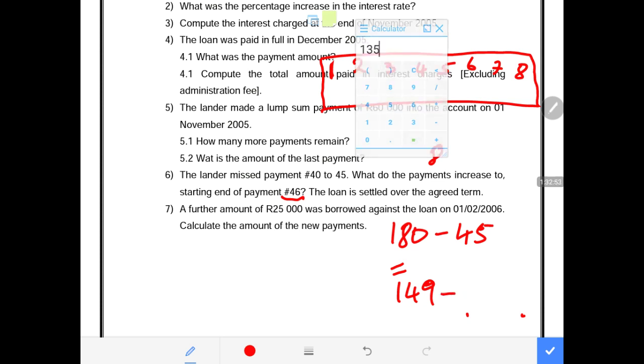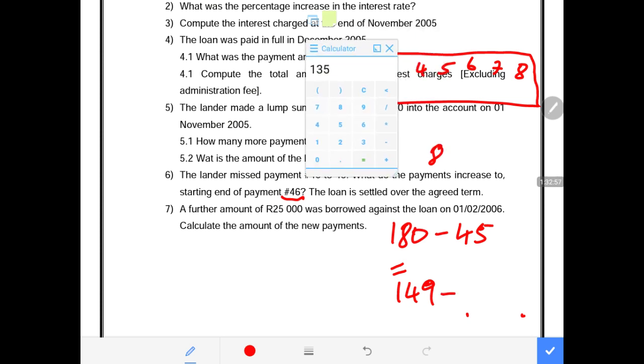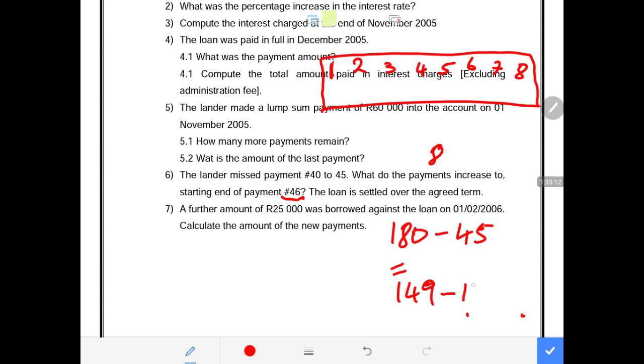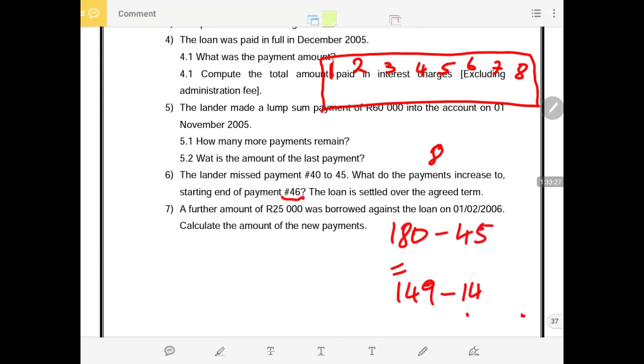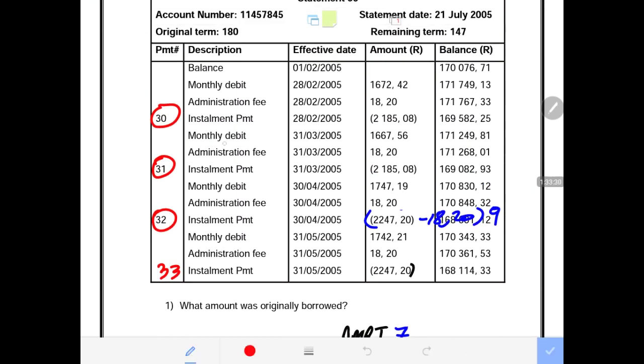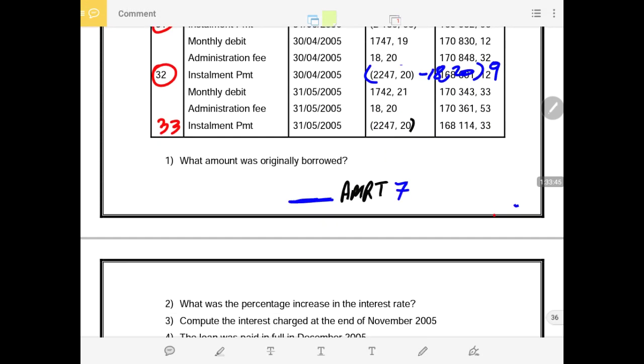We get 135. If we say 149, we need to deduct 14, which is from the month of April, where we're starting now. April was the month in which the interest rate increased. So this was April, it was the 32nd payment. So now we'll have to start from there up until the 39th payment. But that is not that important for you to use that approach.